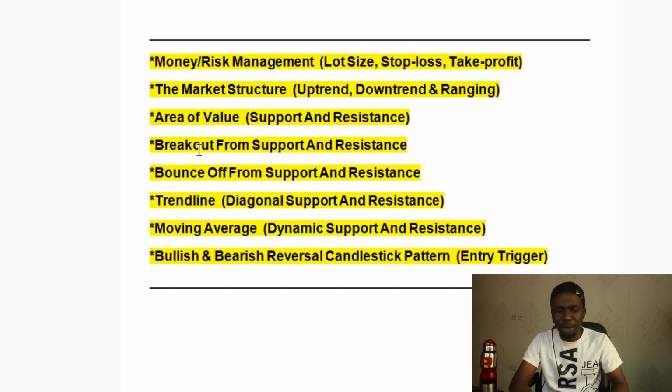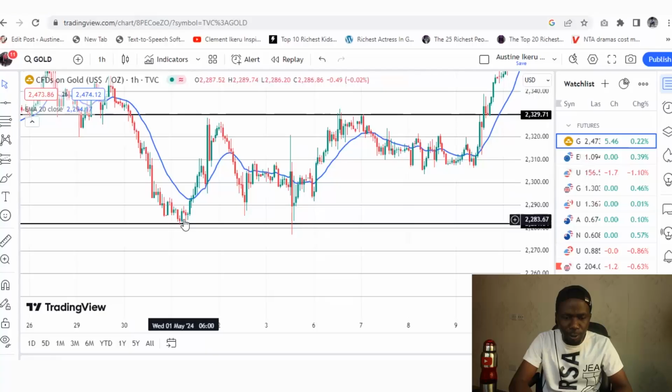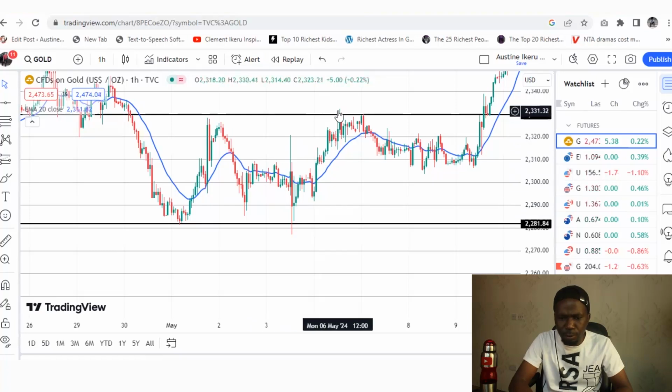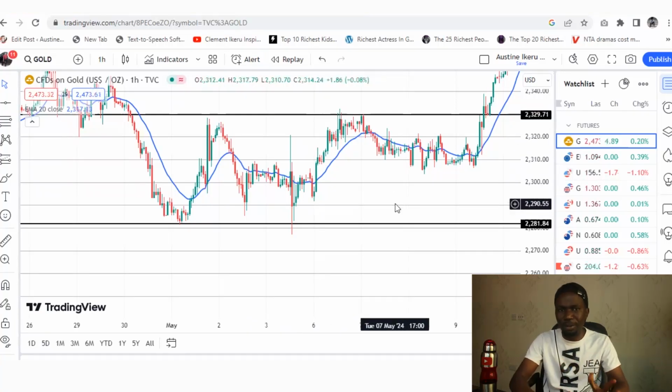So with this explanation, we have treated the support and resistance. We also treated the bounce off from support. When we talk about the bounce off, it is when the price bounces off from the area of value. Each time the price comes to the support level, it bounces off from it. And each time price goes to the resistance level, it bounces off from it. So this is what we call the support and resistance bounce. You need to understand this, right?